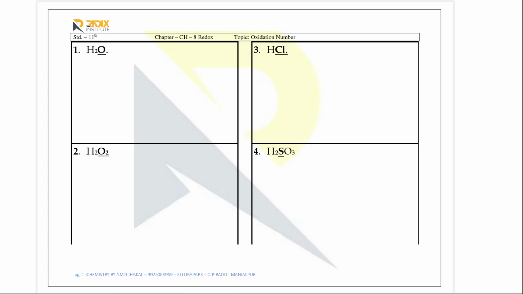Hello everyone. So we have completed all the rules for finding the oxidation number, and now let's have some practice related to oxidation number. That's a very important question. We'll be starting from the very basic level, and then we will go to the secondary and the higher level of the oxidation number practice. So let's start with the basics.